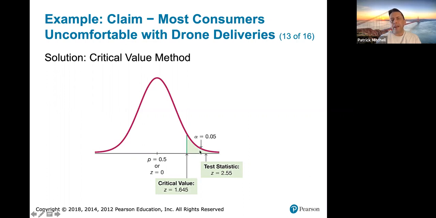This green area here is sometimes called the rejection region or critical region. And you see that the calculated test statistic 2.55 is within that region because it's greater than 1.645.